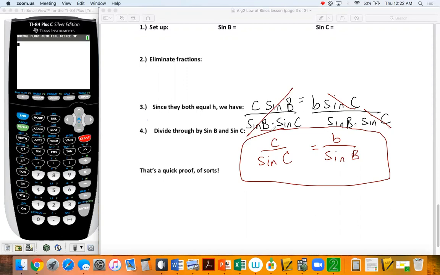So that's where it comes from, my friends, dropping the altitude inside of the oblique triangle. And it does work, and it is wonderful for finding missing angles and sides of oblique triangles.